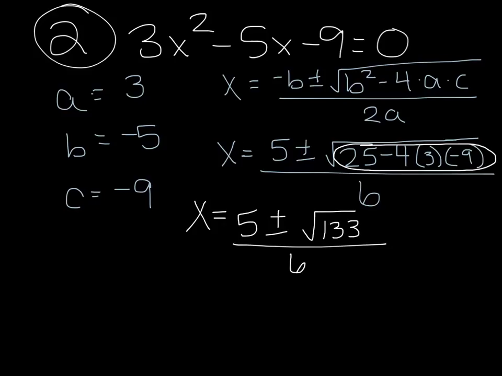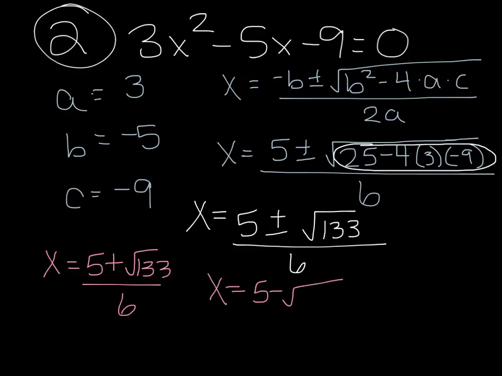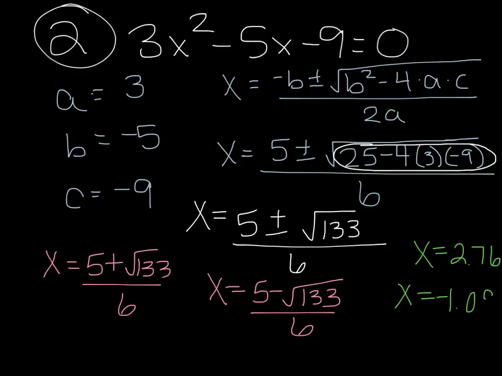Okay, from there then it's still calculator work. So now you have x equals 5 plus the square root of 133 over 6, and x equals 5 minus the square root of 133 over 6. You're going to solve both of those to get x is equal to 2.76 when you do 5 plus the square root of 133, and then you're going to get x is equal to negative 1.09 when you take 5 minus the square root of 133. So there would be your 2 answers that you list.